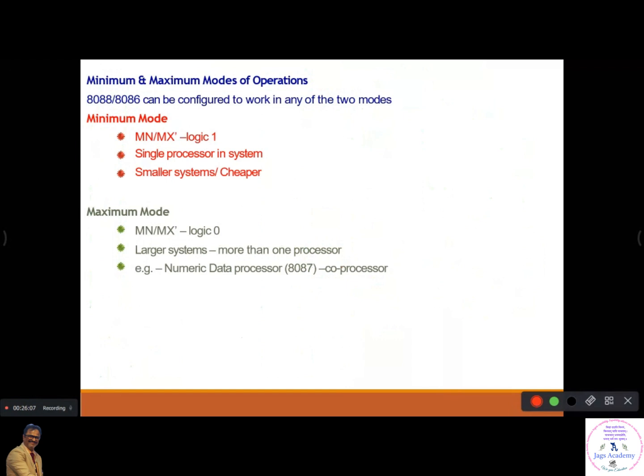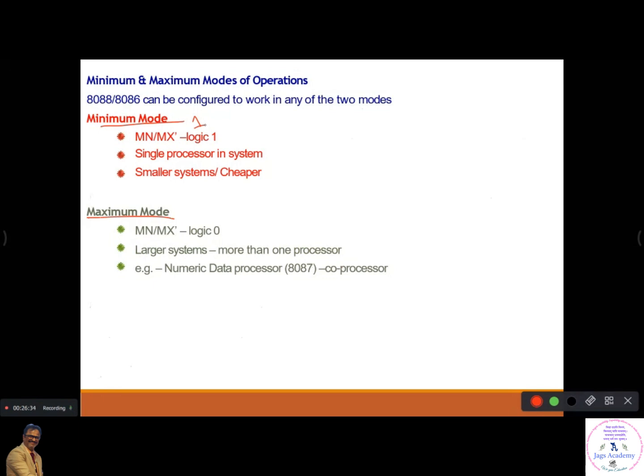Okay, I told you there are two types of operations. You have the min-max pin. You have seen the min-max pin in a microprocessor. The min-max pin will set your microprocessor to work in either the minimum mode or the maximum mode. Normally it is used for minimum mode only. Whenever you give 1, it will work in the minimum mode.